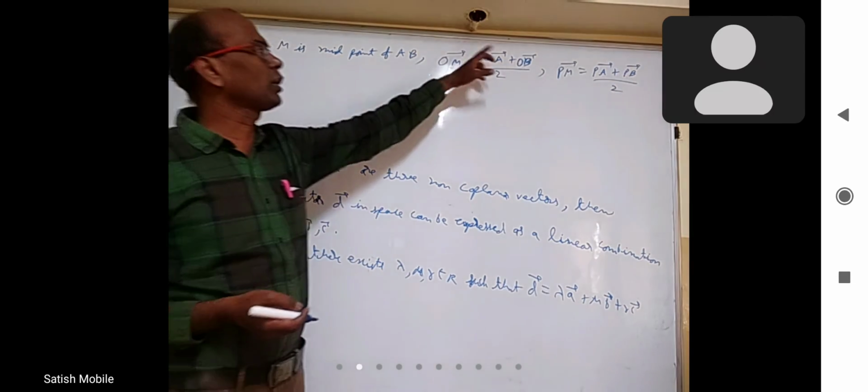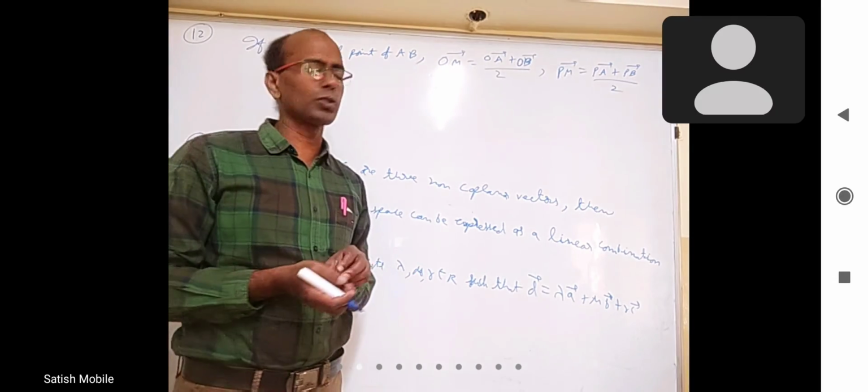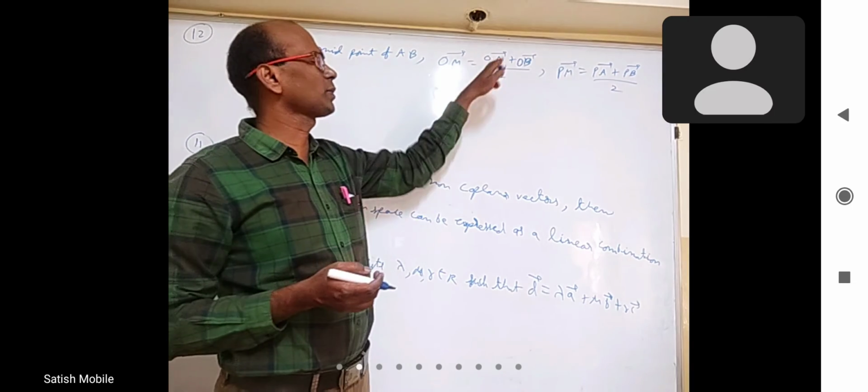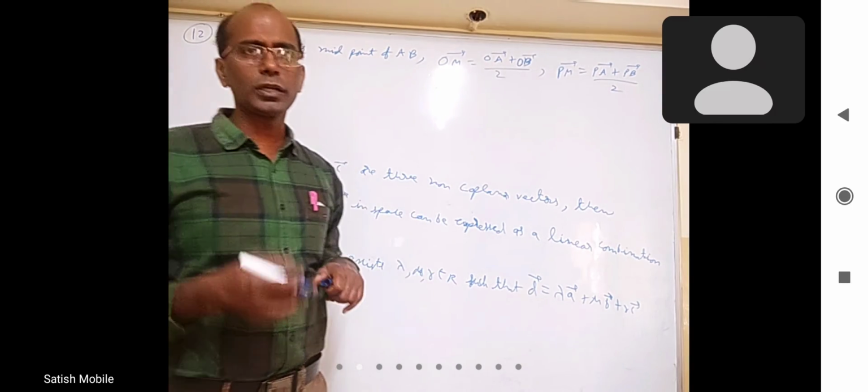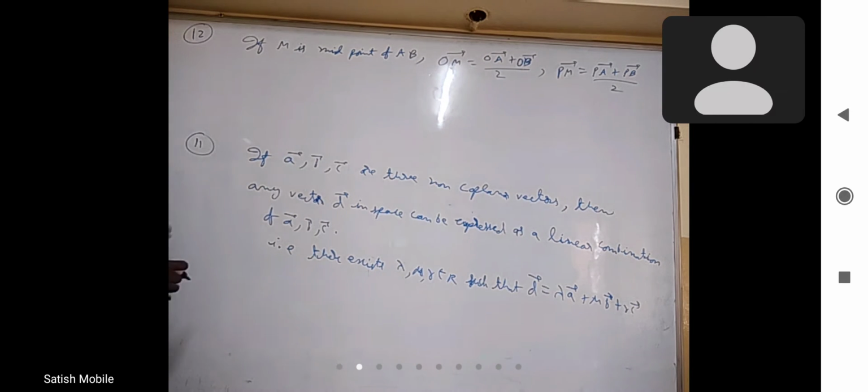It looks like a regular midpoint formula, right? In 2D geometry, if (x1, y1) and (x2, y2) are two points, then the midpoint has x coordinate (x1 plus x2) by 2, y coordinate (y1 plus y2) by 2, and z coordinate (z1 plus z2) by 2. Something similar to that. Okay. How to prove?